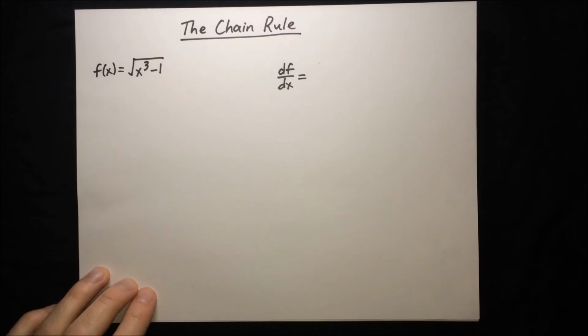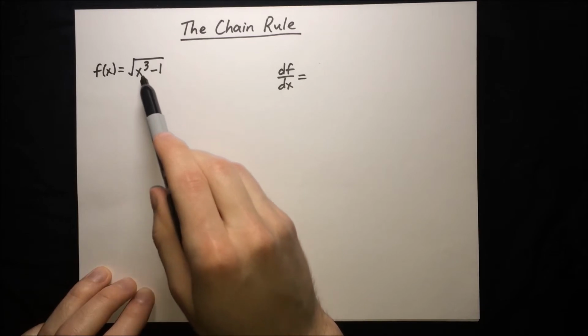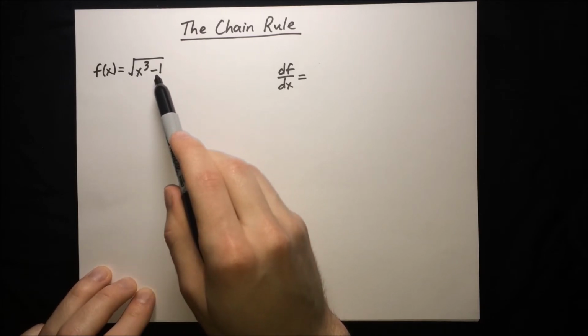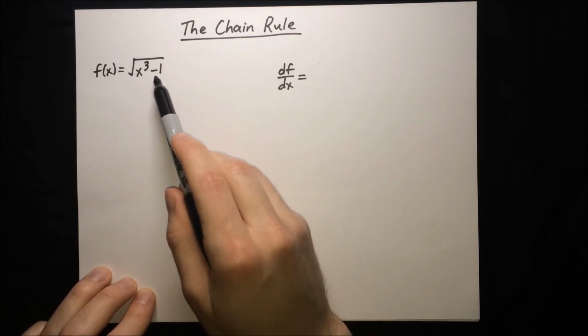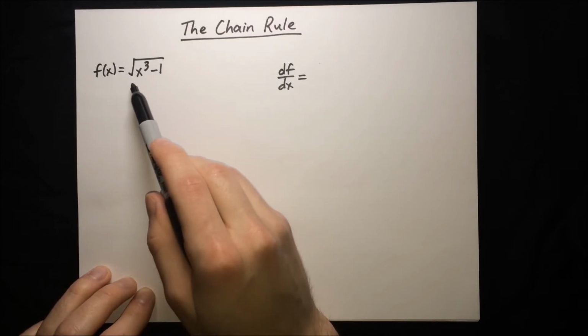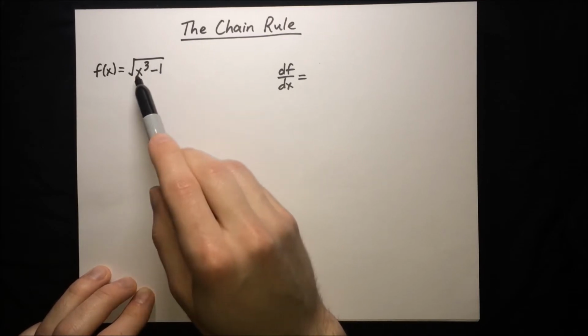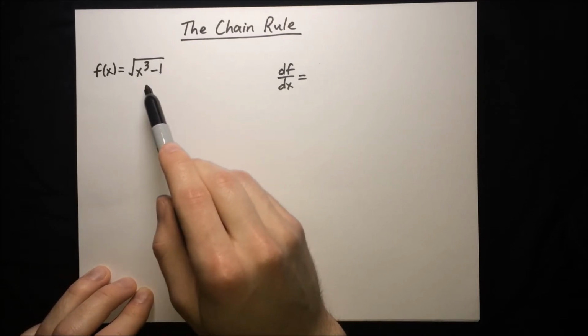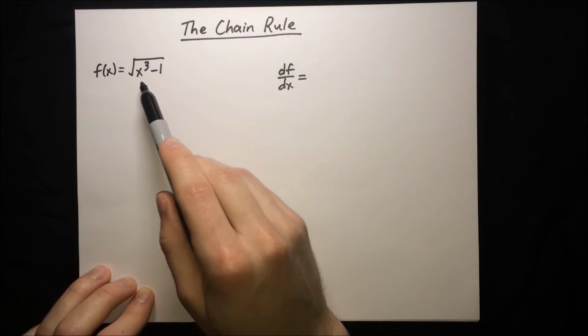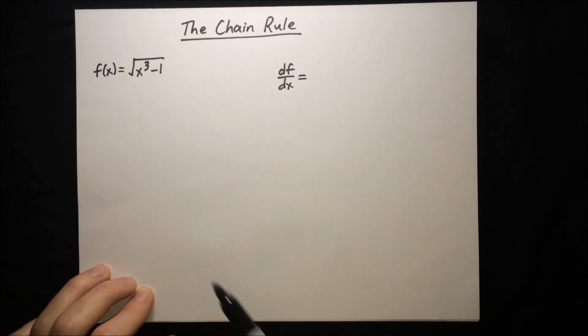Here is an example of the chain rule in action. So we're going to use the chain rule to differentiate this function, the square root of x cubed minus 1. And this function is difficult to differentiate because if we tried to do this just normally, what would we do first? Would we differentiate the square root part or the polynomial part inside? How would that work out? Well, it's not really clear. So we have to use the chain rule to make this problem a little bit simpler.